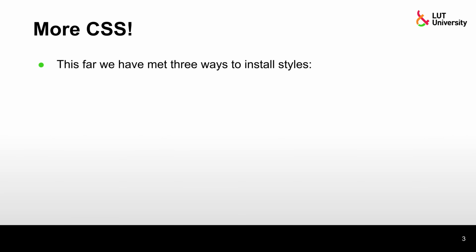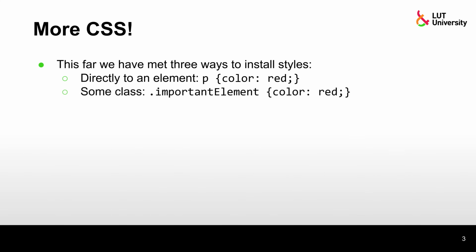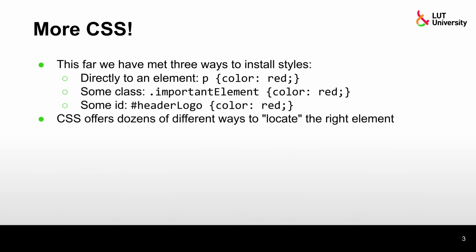So far we have met three ways to attach styles directly to an element. So we have some elements, p, h1, table, and we put some kind of a style to that element. In this example, we set the color red. We can have some classes, so we are putting this color to some class. Or we can put this color to some ID. Three ways. But CSS offers dozens of different ways to locate the right element.